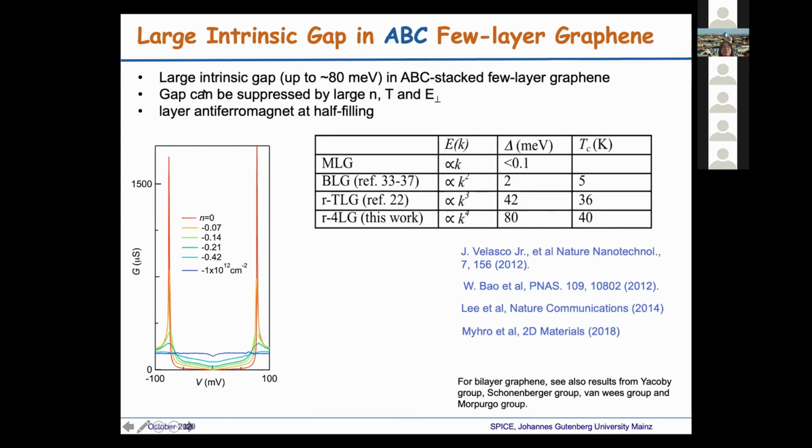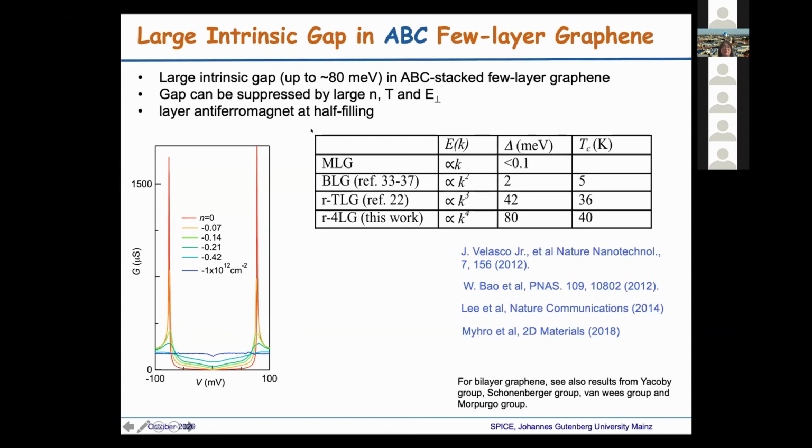And so this gap can be suppressed by large density, it goes away at large density, goes away at high temperature, and goes away at large electric field. If we apply an electric field of either direction, we can symmetrically close the gap and recover a metallic state. So this is in all of these states.